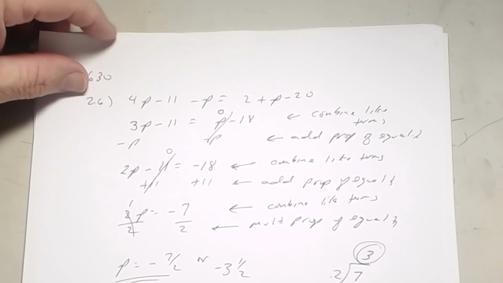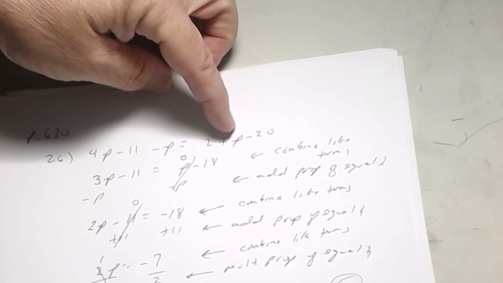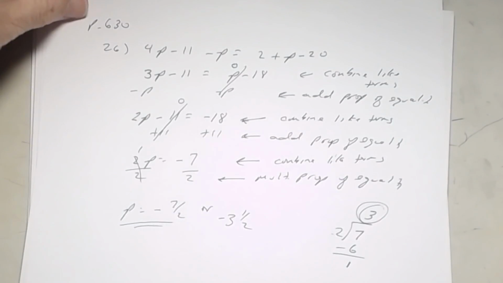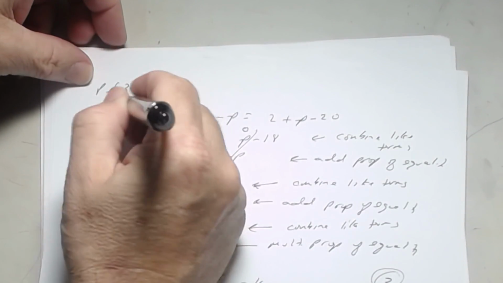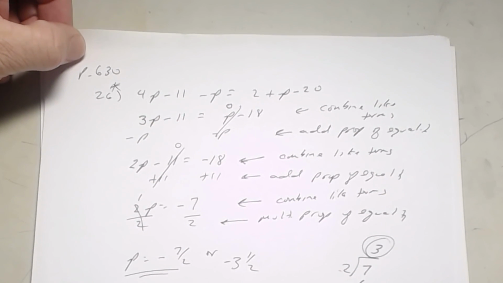If you're really looking at number 26, I kind of wrote this term wrong, but it's fine. That should have been a 2p right here, and I wrote it as a p. It's no big deal. I'm just going to put this as 26 star because I did write the term wrong. Let's look at this one now.